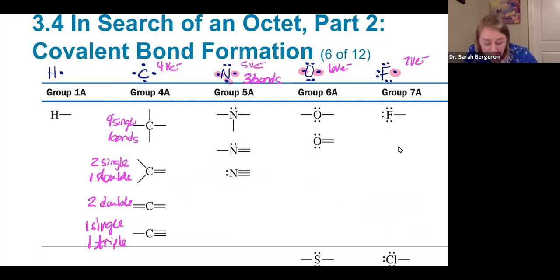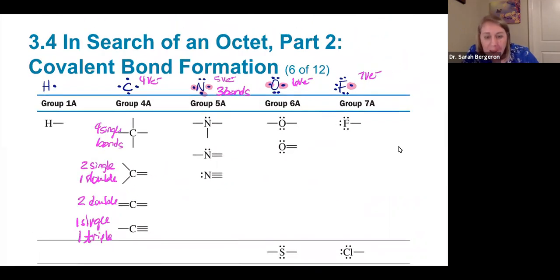And the same is true for elements that are in the same group. So oxygen is one example, but sulfur is another example. Sulfur can also make 2 bonds, right? Chlorine is in the same group as fluorine. So fluorine can only make 1 bond, chlorine can only make 1 bond. So elements that are in the same group can do similar bonding because they have similar valence electrons.